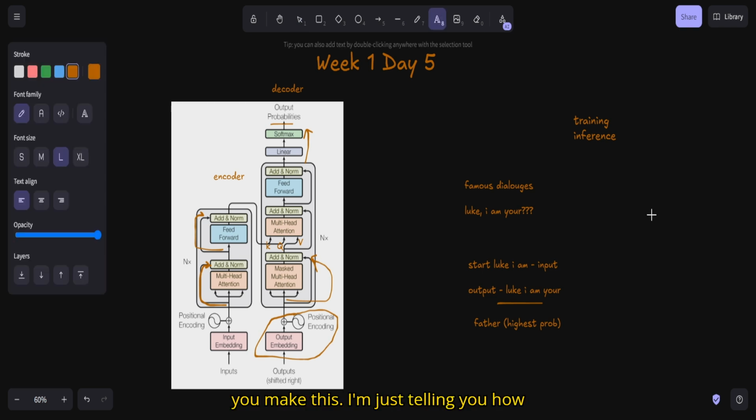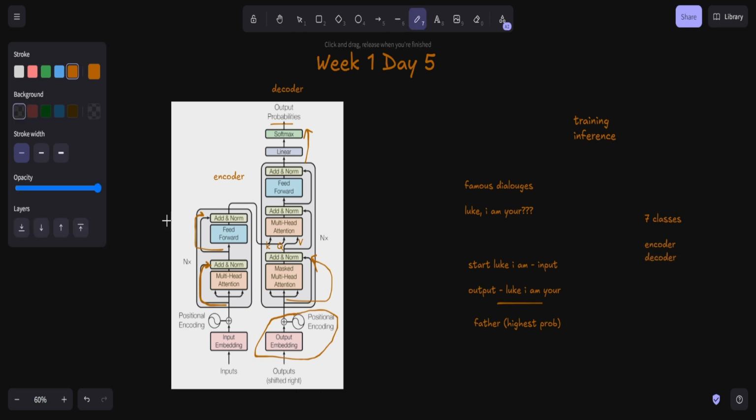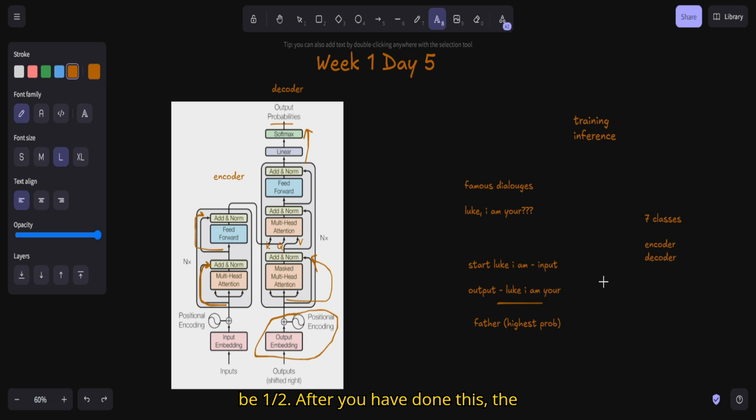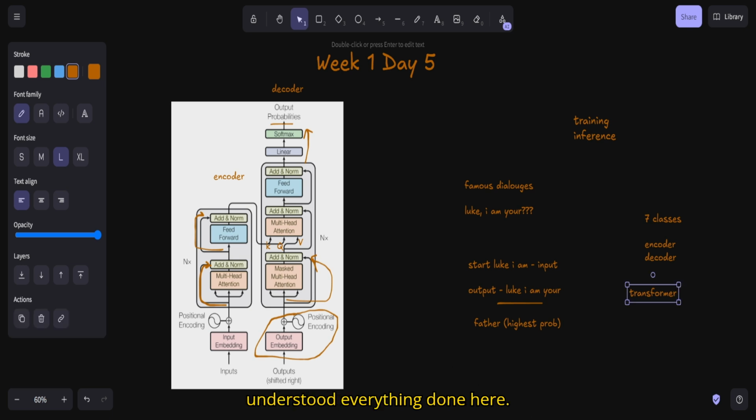Seven classes you make on your own first. I'm just telling you how to do it. And then after those seven classes, you make two transformer blocks: the encoder block and the decoder block. You write this whole part into two halves. This part will be one half and this part will be the other. After you have done this, the final class will be the transformer block where you mix the encoder and decoder parts together. So this is how you build the transformer. That's it, and we end transformers with this, and we hope you finish the assignment and have understood everything done here.